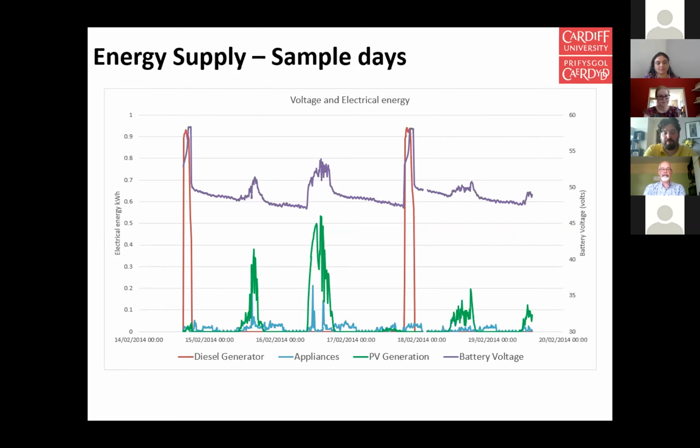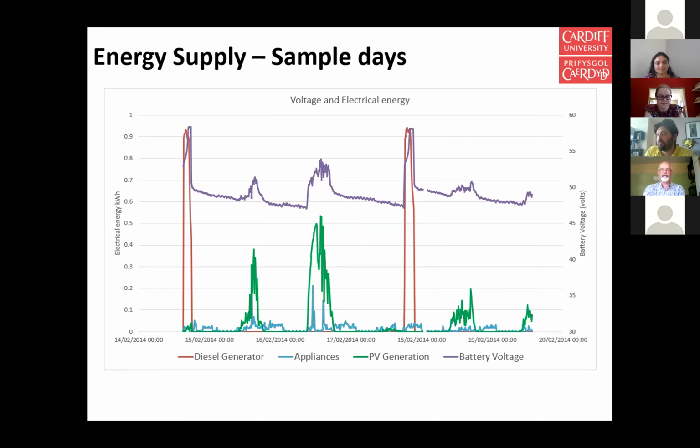Again, the diesel is the darker red, and then the purple is the battery voltage as it drops away, and the PV generation and the appliances are lower down. What this shows is that you have 3 or 4 days, 2 days of really good generation from the PV, and then the battery trails off, and then the diesel generator has to kick in to boost the battery back up.